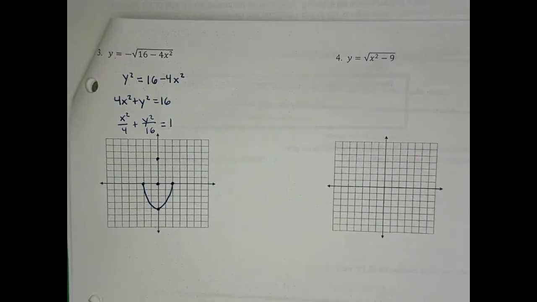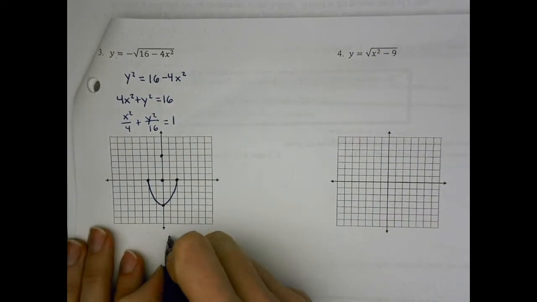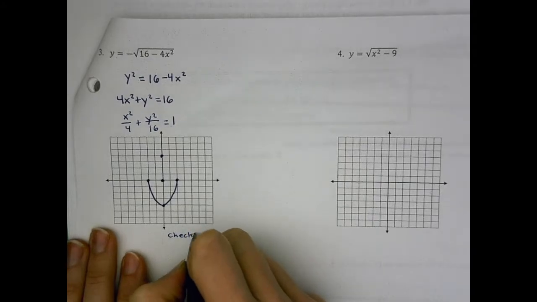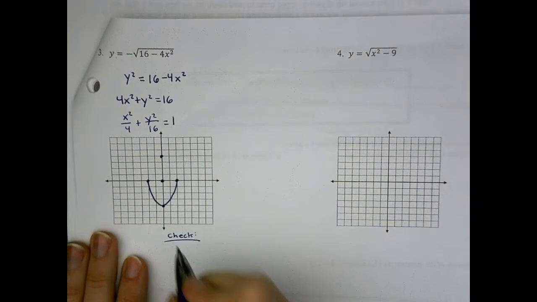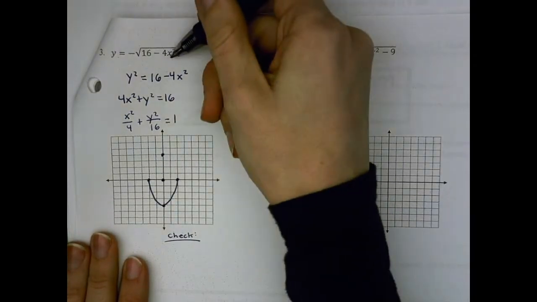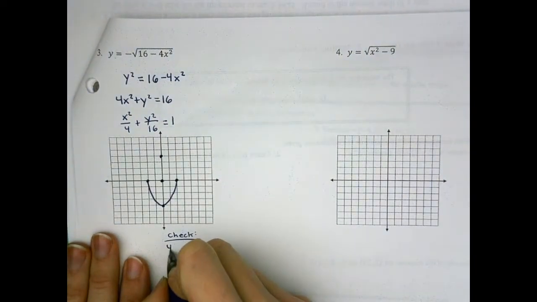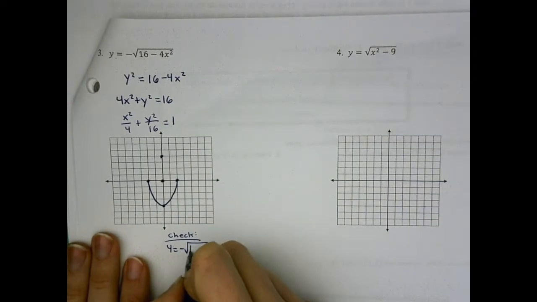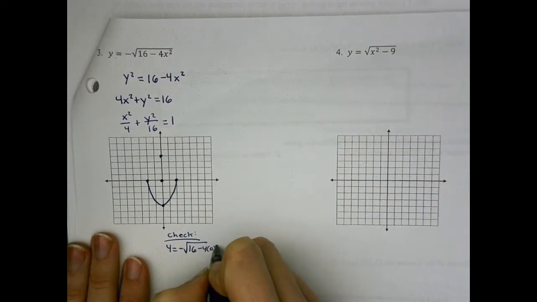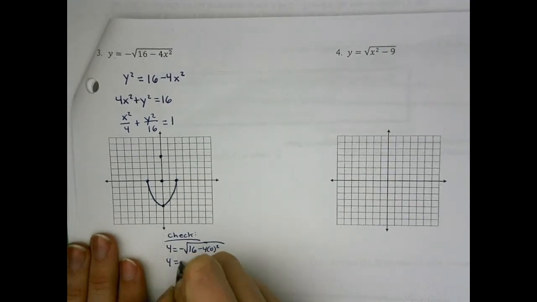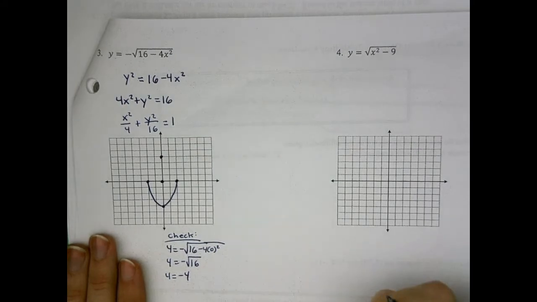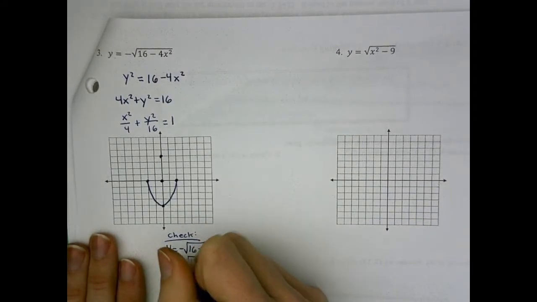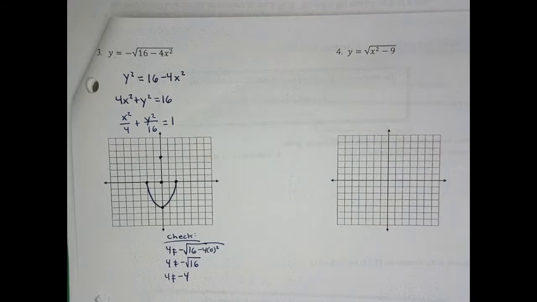Okay. Again, checking our unused point just to make sure. In this particular case, I decided to not keep 0, 4, so I'm going to go ahead and plug in 0, 4. So we have 4 equals negative root 16 minus 4 times 0 squared, which is 4 equals negative root 16, which is 4 equals negative 4, which is a false statement, and so that point shouldn't be included. So we're good to go.